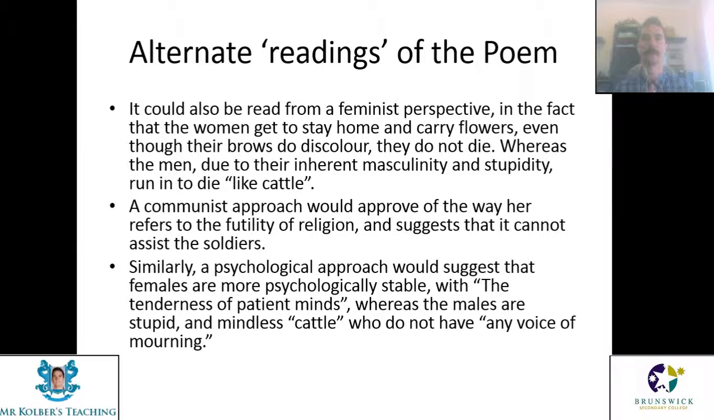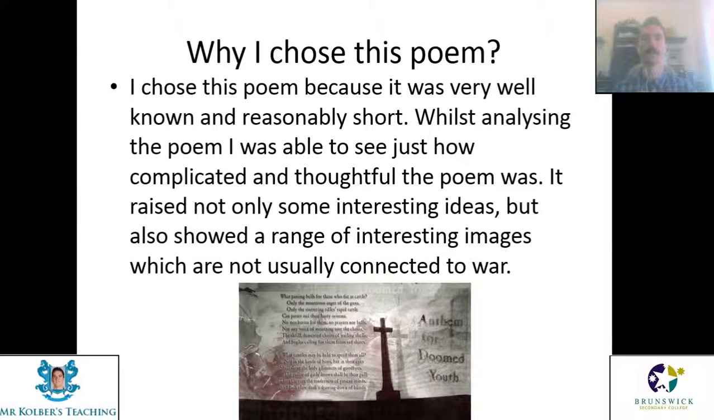This is the tricky part. So this is where we look at critical lenses, different ways of analysing the poem. What sort of lenses could you apply to this poem, and what would they show of the poem? So I've given a feminist perspective, a communist approach, and a psychological approach. How would people following these approaches analyze this poem? It's a little bit trickier, so you might need to refer to the PowerPoint I made about this to get an idea.